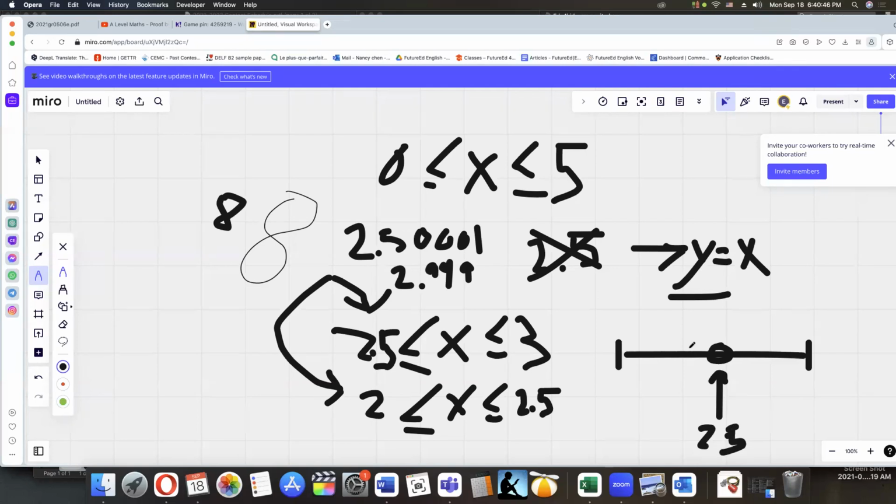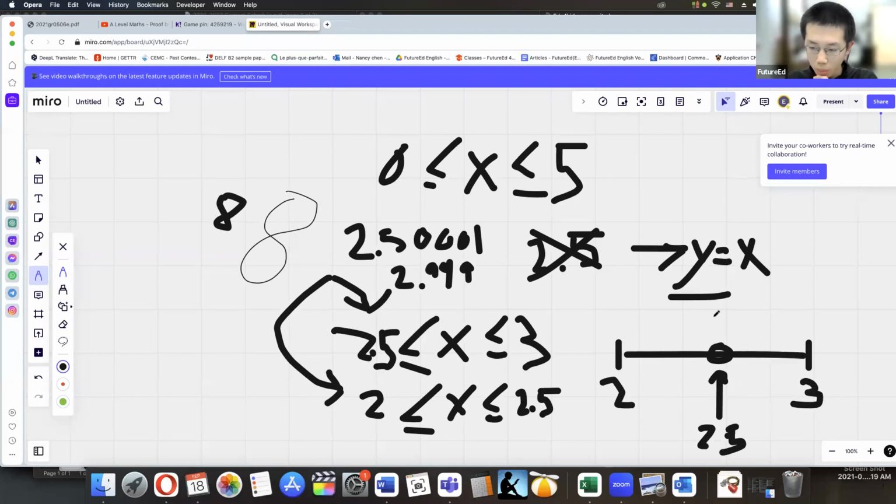That is the middle. Yes, exactly the middle. We assume this is 2 and this is 3. So first, let's assume that y is bigger than 2.5, because it's not equal to 2.5. It has to be either bigger or smaller, right?